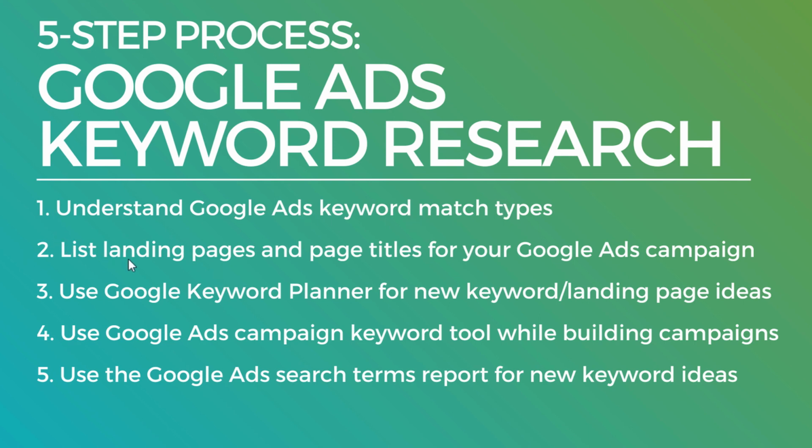You should understand how to come up with your list of landing pages, page titles, and the main keywords that you're going to be targeting for your Google Ads campaign. Use that Google Keyword Planner for new keyword and landing page ideas. Use the Google Ads campaign keyword tool while you're building campaigns. And then let's look at the Google Ads search terms report. Give you a quick example one more time before we look at the search terms report.